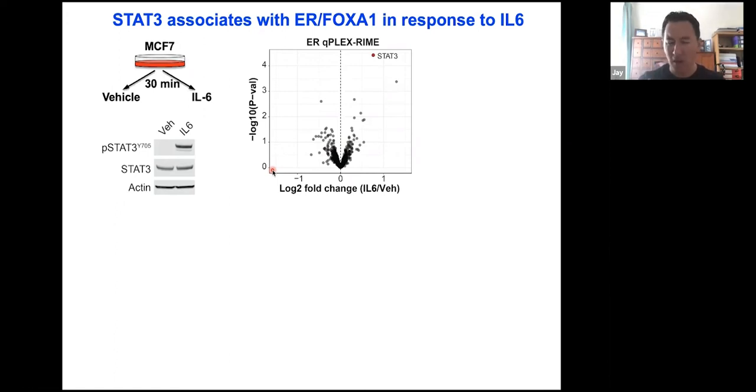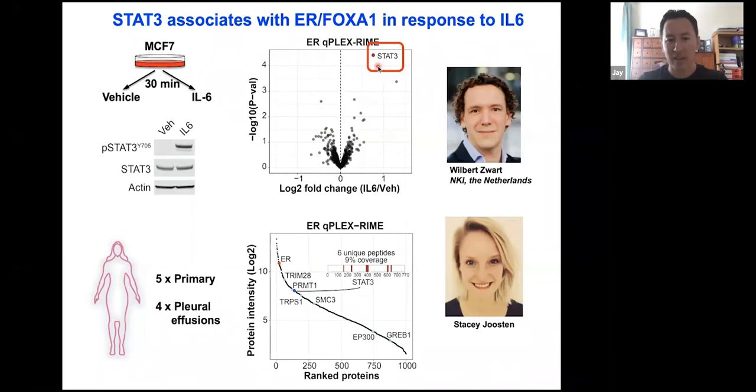Again, I assumed there would be lots of changes, and there weren't. There was really only a handful of changes. When we activate cells with IL-6, the main protein that gets recruited to the ER complex is STAT3 itself. And we could validate this in primary samples, because we could show this interaction between STAT3 and ER in both primary tumors and in pleural effusion.